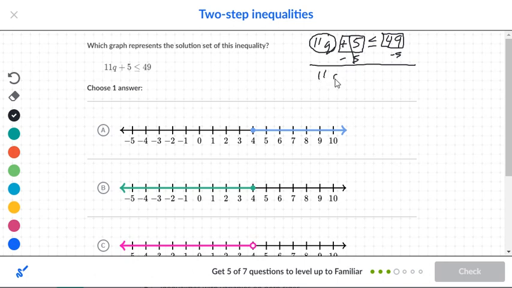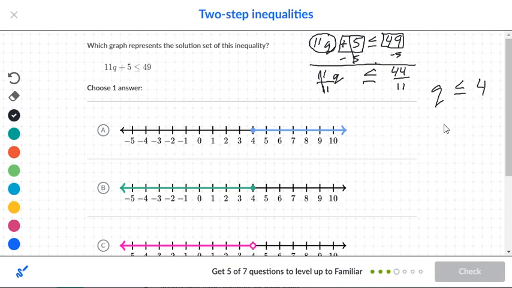Cross this out, so we have 11q is now equal to 44. We're dividing by a positive 11, so the letter is positive. And actually, it shouldn't be an equal sign. This should have been an inequality sign here, so let me change that. We do not have to change the sign because it's positive. So 44 divided by 11 is 4.